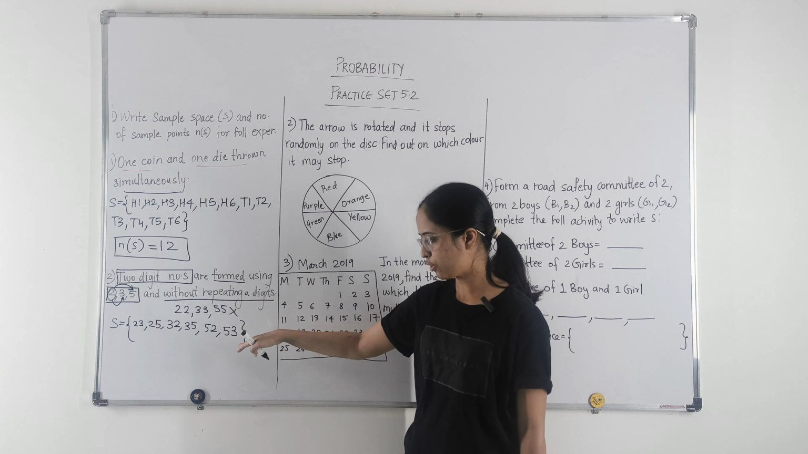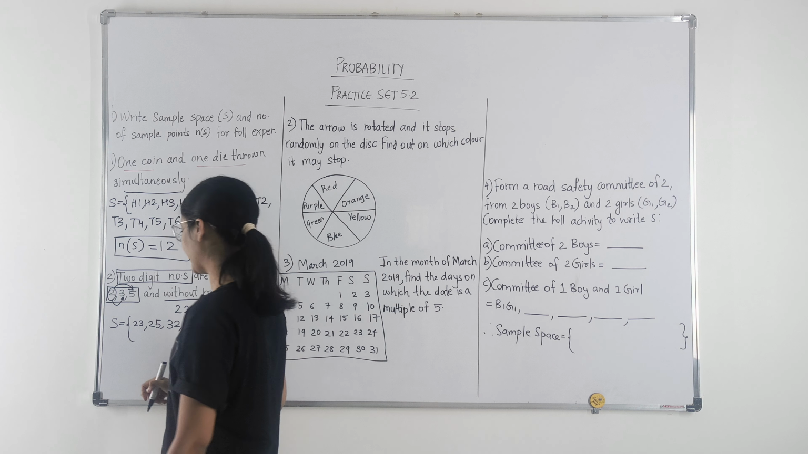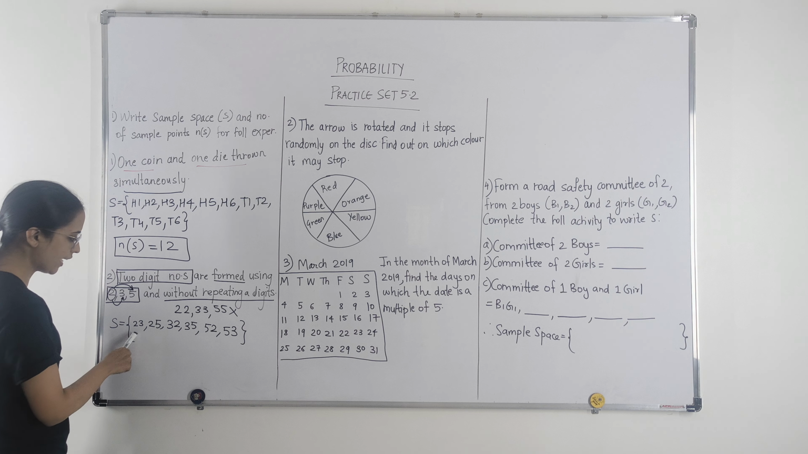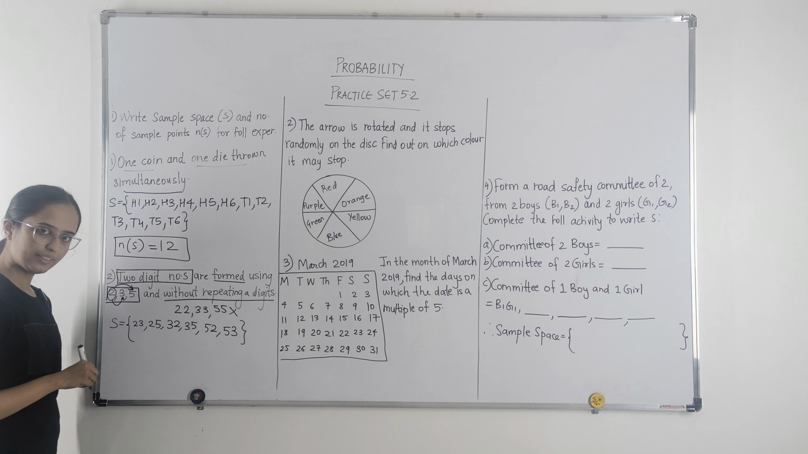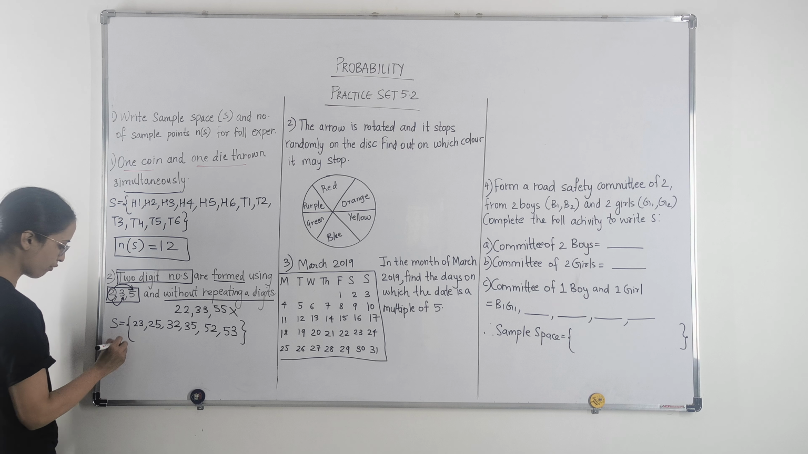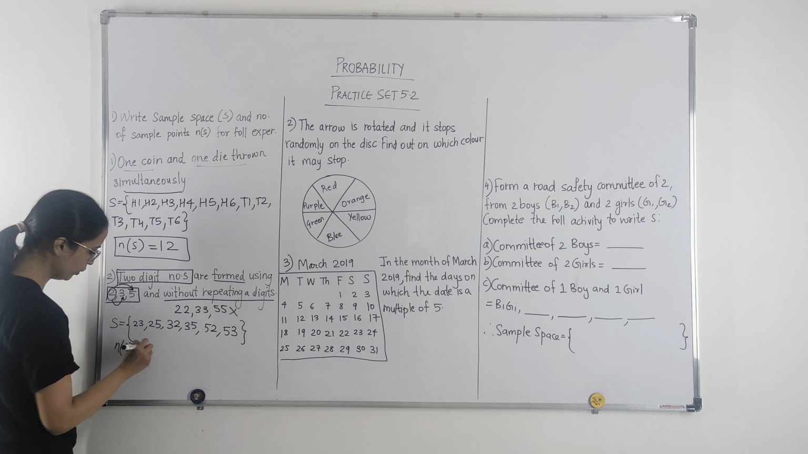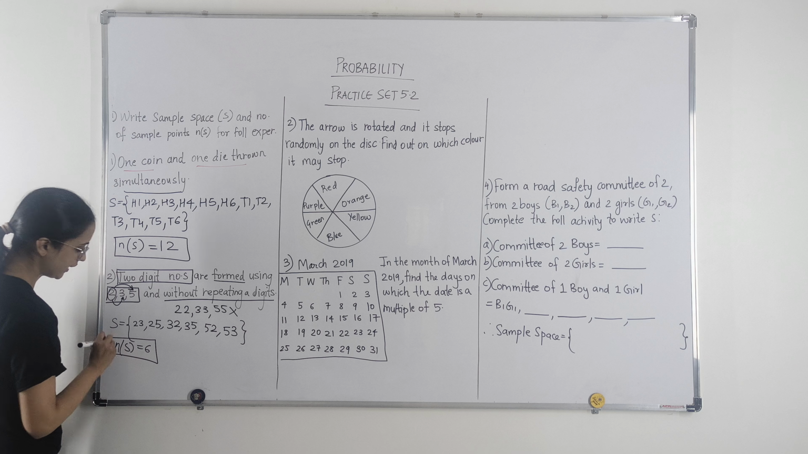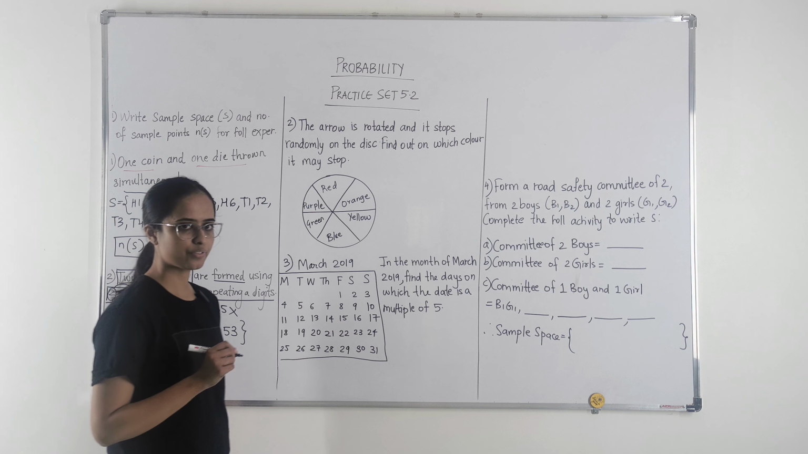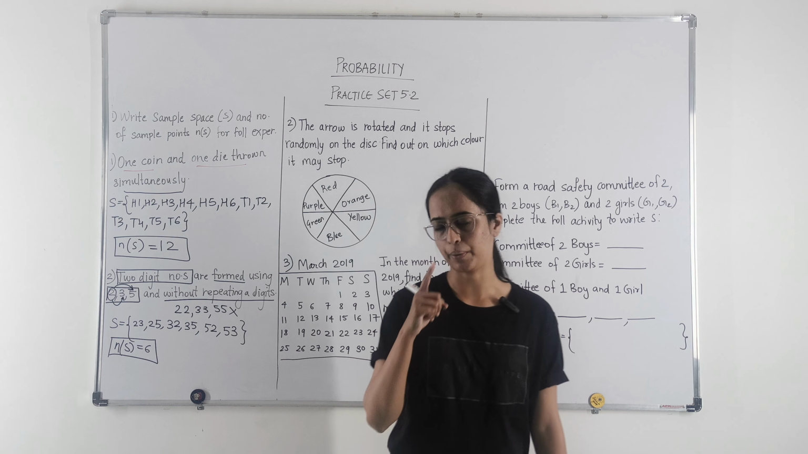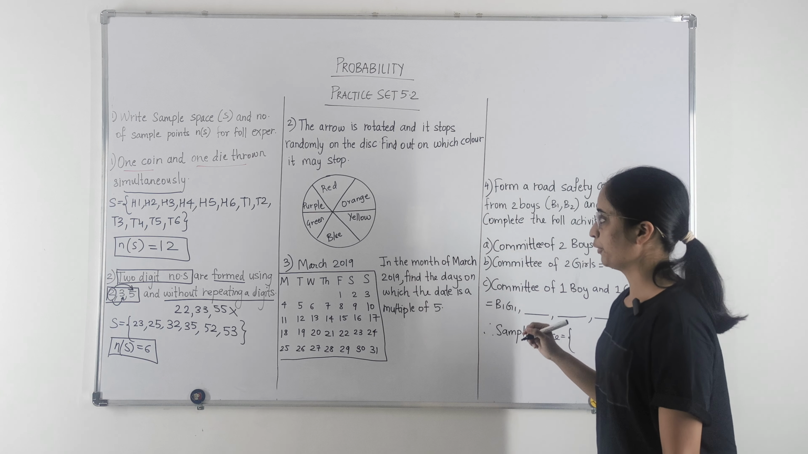So this is how we have got the sample space for this given experiment. Clearly, if you see, there are how many sample points over here? 6 sample points. So n of S in this case is equal to 6. And that is how we are getting the sample space as well as the number of sample points for the given random experiment. Now question number 2.